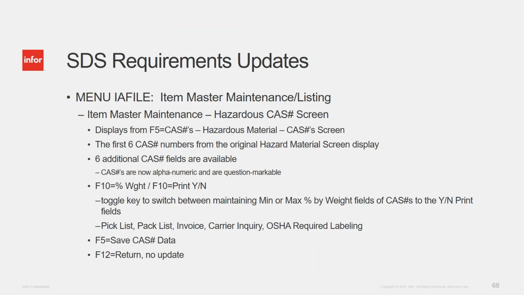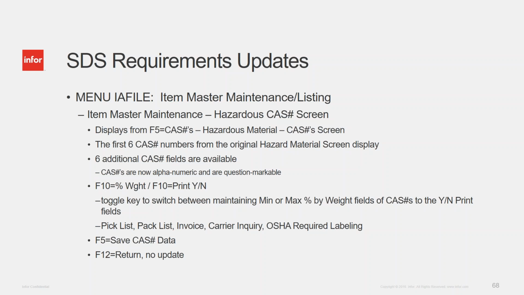Hazardous case number screen displays from F5 case numbers. The first 6 case numbers from the original hazard material screen display, and there are 6 additional case number fields available if you need them. A reminder that they are now alphanumeric and question markable.